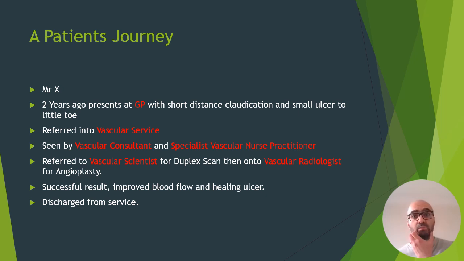This journey shows that the patient started by seeing a surgeon and a specialist vascular nurse practitioner, and then was referred to a vascular scientist who looked at the Doppler scan, which looks at the vascularity of the limb itself, and then to a vascular radiologist to confirm the vascularity of the limb. They went for an angioplasty, which is really important, and that helped to recover some of the blood flow and helped with the healing of the ulcer itself. Then the patient was discharged from the service.